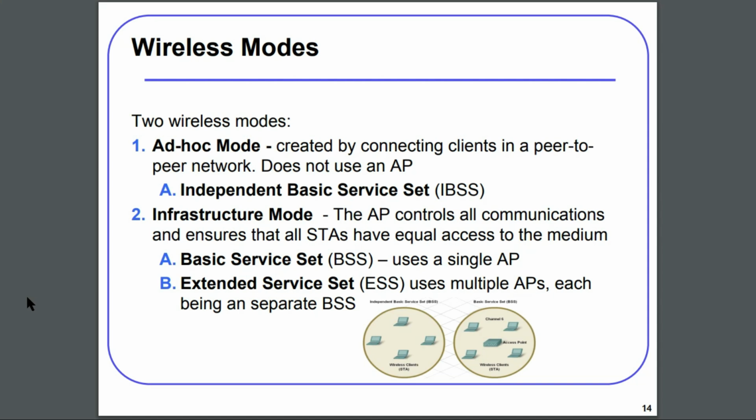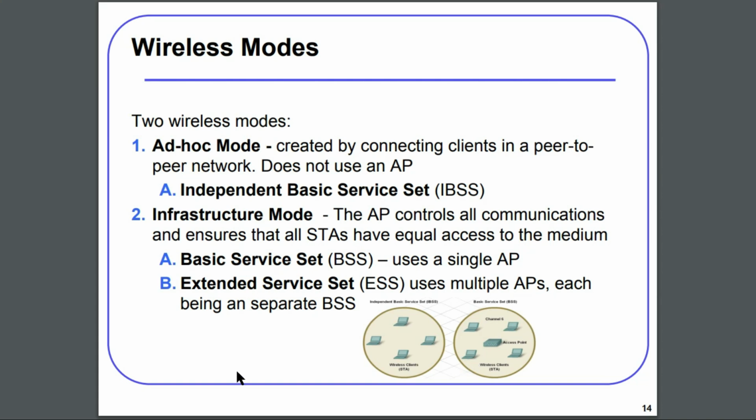So in this slide, we can check the wireless modes. There are two wireless modes. One is ad hoc mode and the second one is infrastructure mode. The ad hoc mode is created by connecting clients in a peer-to-peer network, does not use an AP, and forms an independent basic service set, IBSS. In infrastructure mode, the AP controls all communication and ensures that all STAs have equal access to the medium. First, the basic service set, BSS, uses a single access point. The extended service set, ESS, uses multiple access points, each being in a separate BSS, as you can see in the picture.